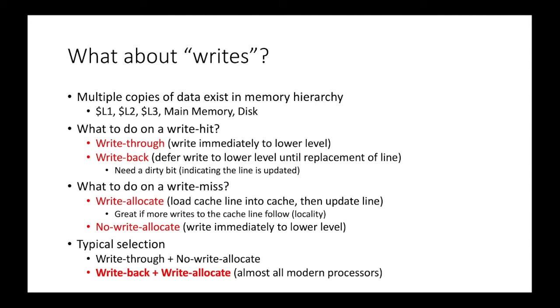What about write miss? We have two choices. Write allocate policy loads a new cache line into cache and writes. Write no allocate policy does not load the cache line but updates the copy directly in low-level memory hierarchy. Typically selected combinations are write-through plus no write allocate or write-back plus write allocate. Because of locality, write-back plus write allocate outperforms, so almost all modern processors use this combination.